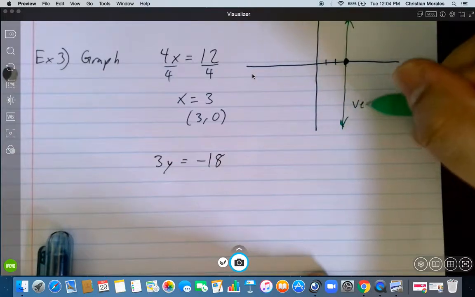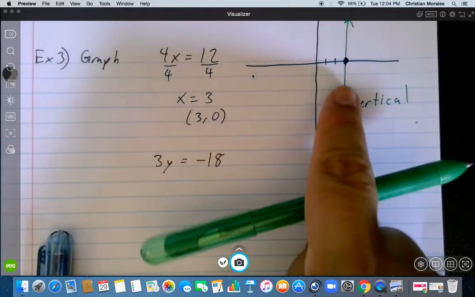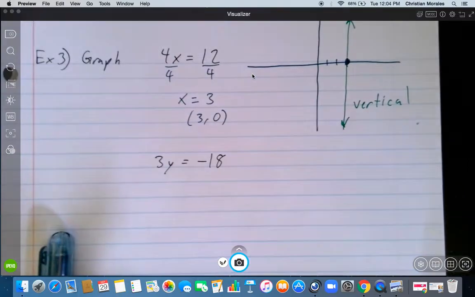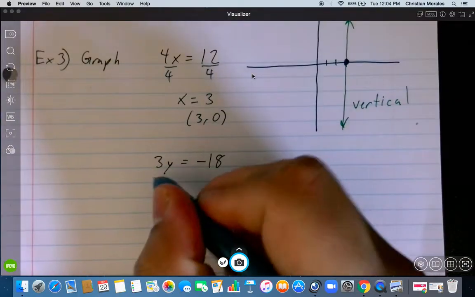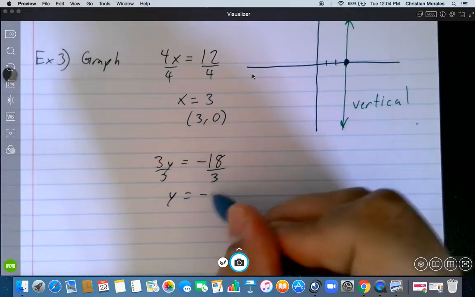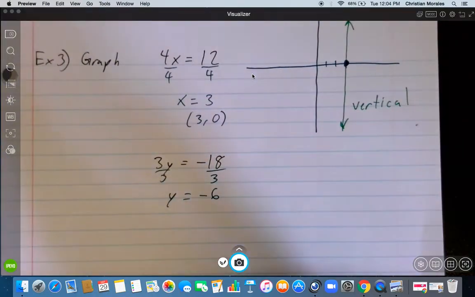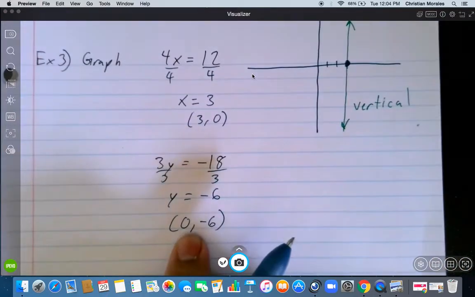It's vertical. When there's only an x-intercept, it only goes through that line. It's going to be a vertical line. So if it's like this, if you're solving for y, and you get y equals -6, this coordinate, where there's no x, would be like that.